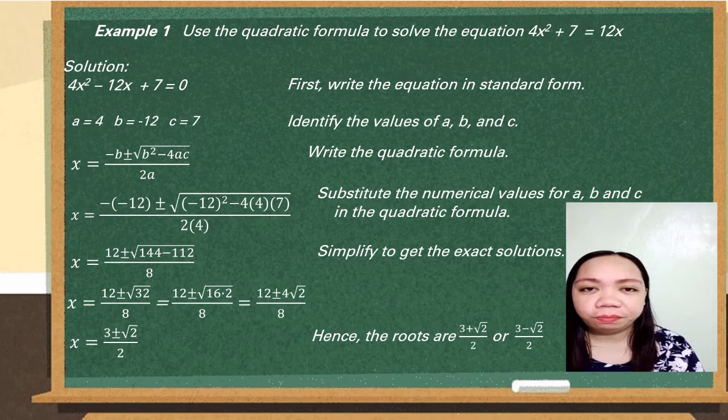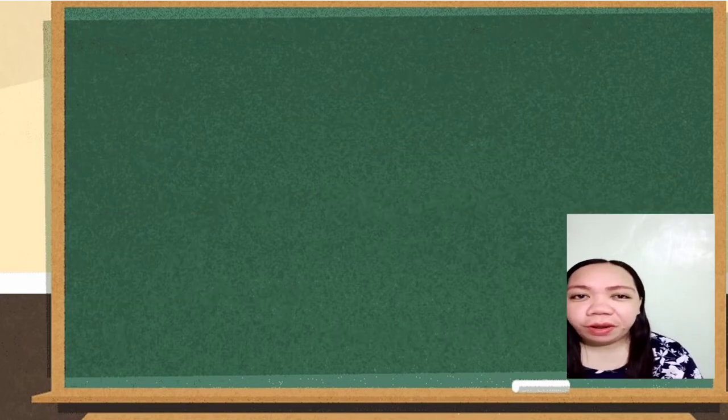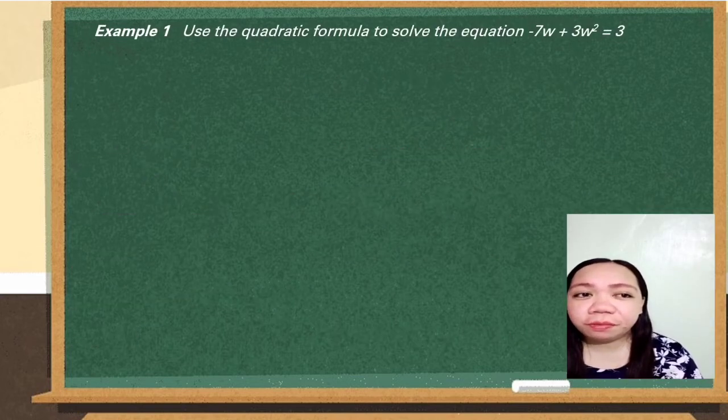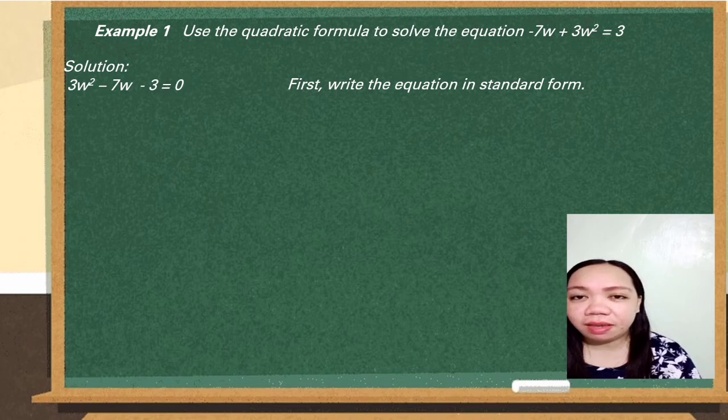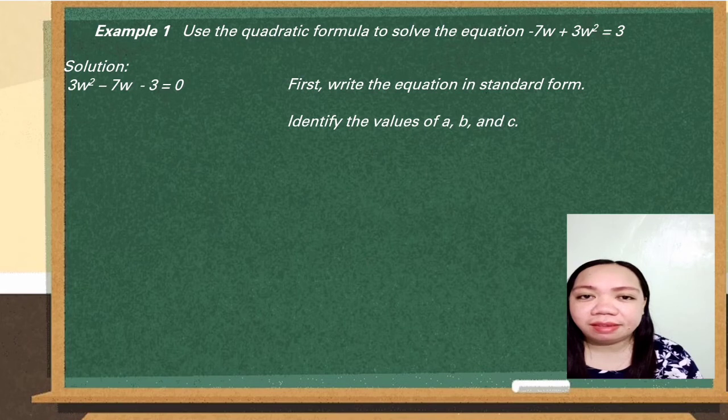Let us now solve the equation negative 7w plus 3w squared equals 3 using the quadratic formula. So first we have to write our equation in standard form. So it will be 3w squared minus 7w minus 3 equals 0. So let's identify the values of a, b, and c. So a is equal to 3, b is equal to negative 7, and c is equal to negative 3.